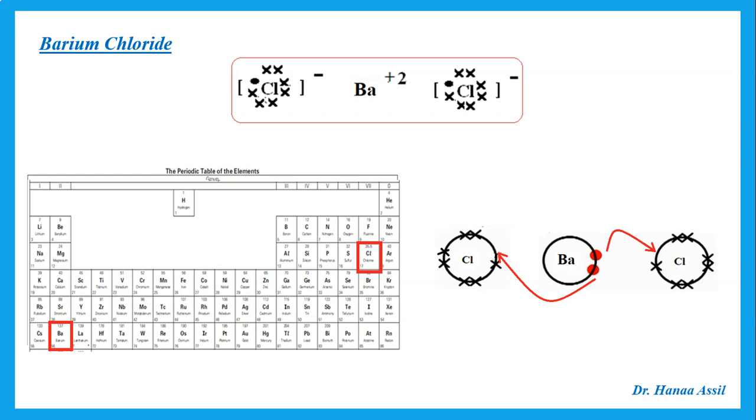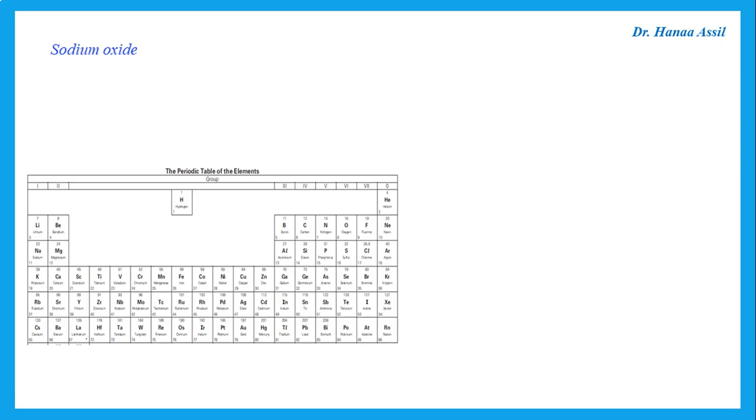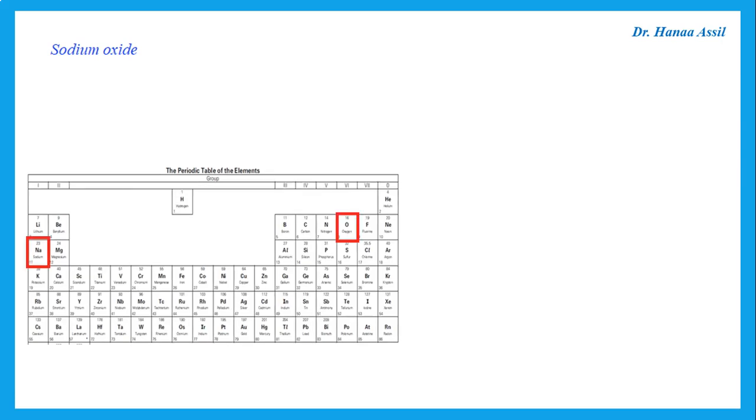Please sit down and practice drawing the dot and cross diagrams. Okay, let's try to draw sodium oxide. Again, looking at the periodic table, where is sodium and where is oxygen? Write the symbols. Then, how many electrons in the outer shell of each? Sodium has 1 electron in its outer shell, it needs to lose it.